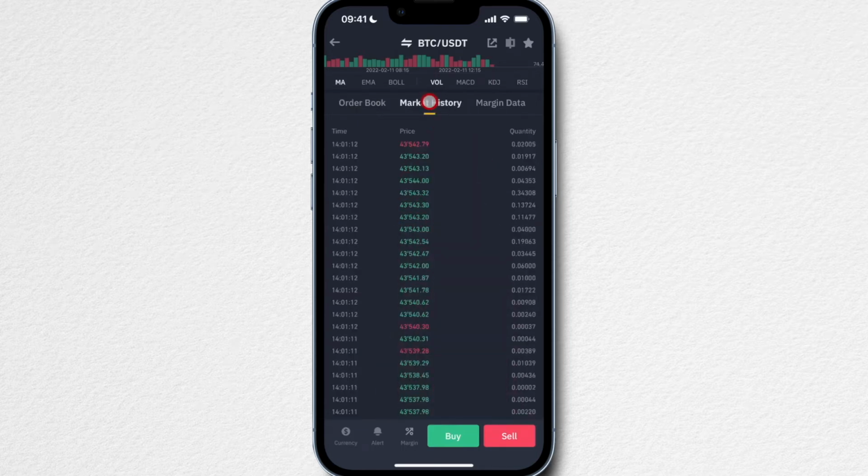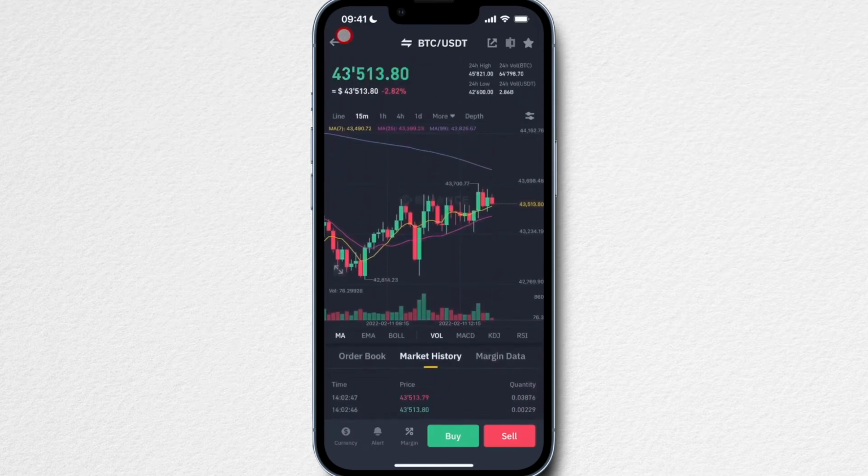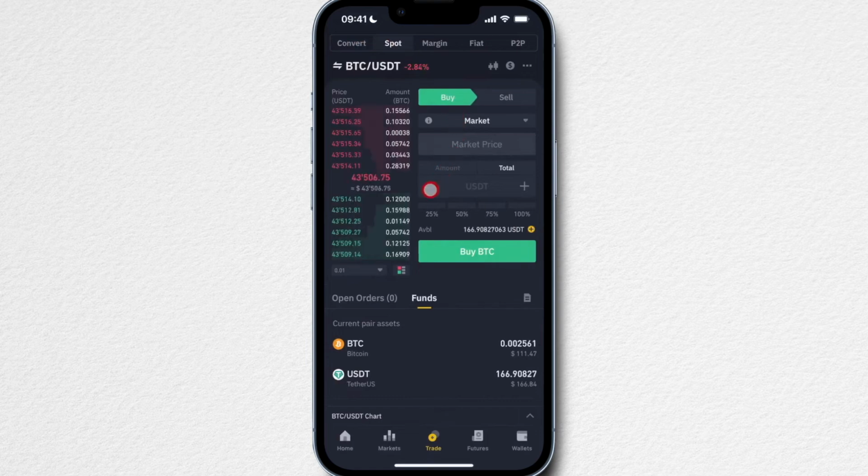Then you can also see market history right here. This is where you can see all the trades that have basically taken place, how many Bitcoin have been sold for what price right here. So then let's actually go back and carry out an order.